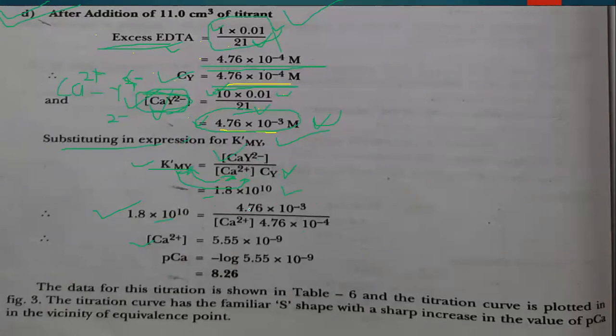Here 4.76 into 10 raised to minus 3 upon Ca2 plus ion concentration into 4.76 into 10 raised to minus 4. So from here you can shift this to this side, Ca2 plus to this side. You can find out here the concentration of Ca2 plus ion. So 5.55 into 10 raised to minus 9, from which we can calculate the value of Pca. Negative log of 5.5 into 10 raised to minus 9 is 8.26.